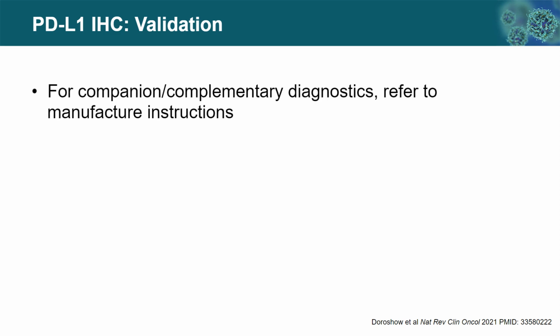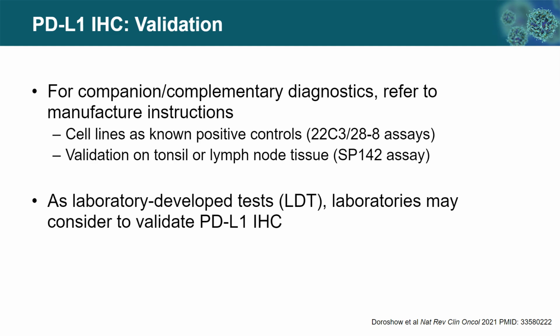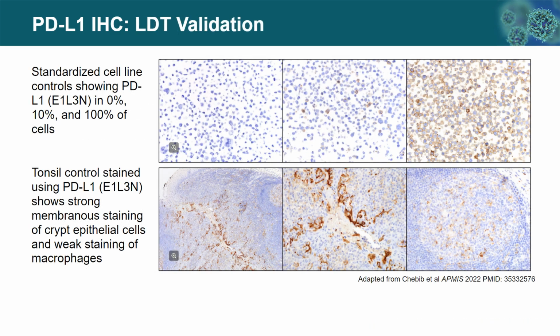For PD-L1 immunohistochemistry, one may consider using companion or complementary diagnostics and can refer to the manufacturer protocols for instructions. For assay validation, one can use known cell line positive controls or tissue controls such as tonsil. Laboratories may choose to validate PD-L1 immunohistochemistry as a laboratory-developed test, LDT, due to lack of assay-specified autostainer platforms such as Dako Link 48 for 22C3 or Ventana Ultra for SP263.